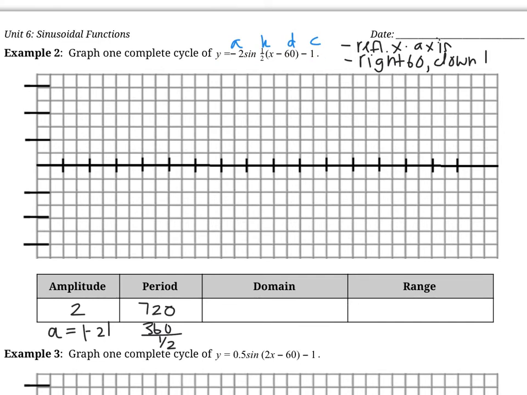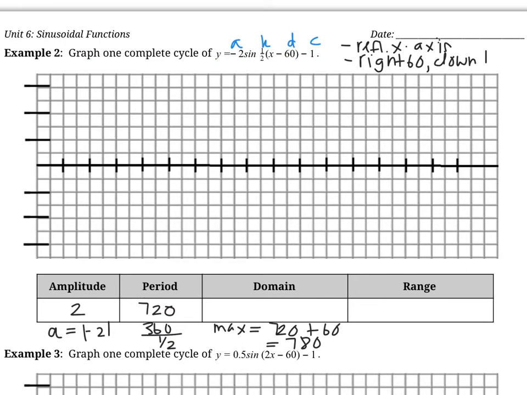So planning this out, we know that in terms of our domain, because we're only graphing one cycle and our period is 720, the maximum x value we should have had is 720. But because we're moving to the right 60, we got to add 60 degrees to that, which means our max is actually going to be 780 degrees.